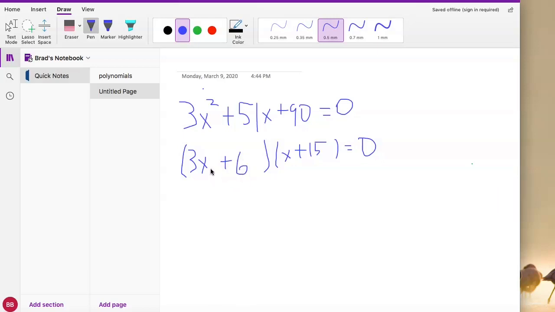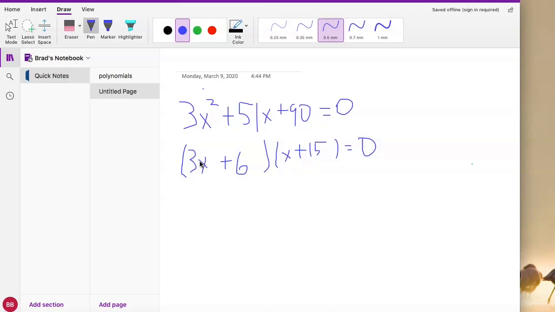And if we go ahead and multiply these out, 3x times x is 3x squared. 3x times 15, like we just said, is 45. 6 times x is 6x, right? And then we have that 45 plus the 6 gets us to 51x. 6 times 15 is 90. We're looking good.